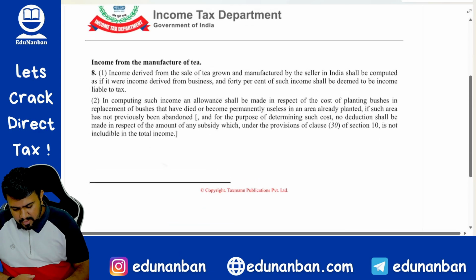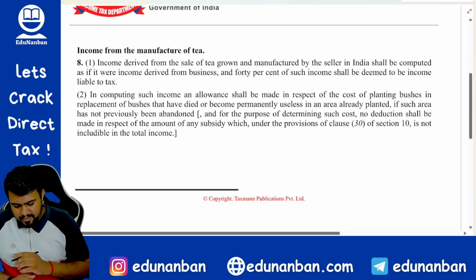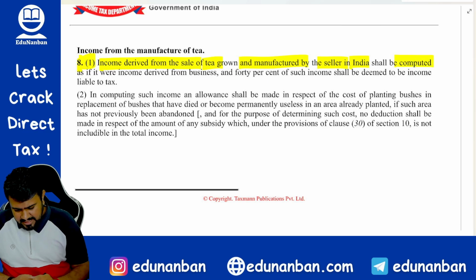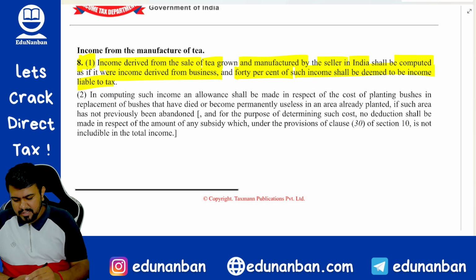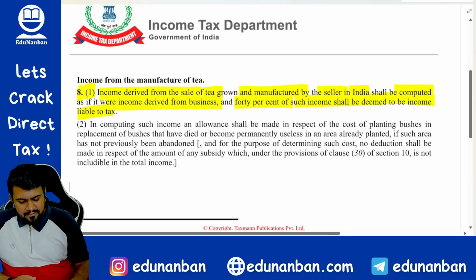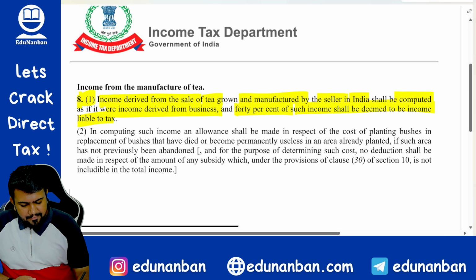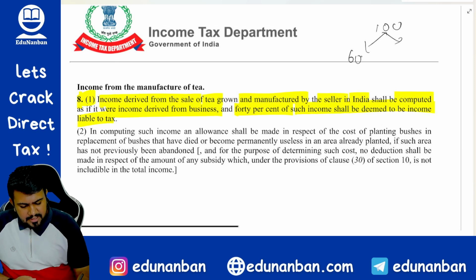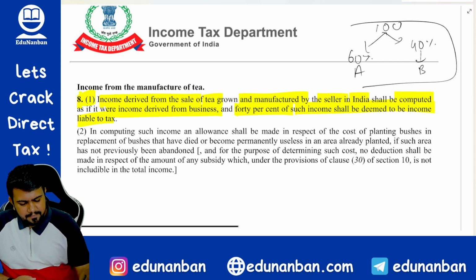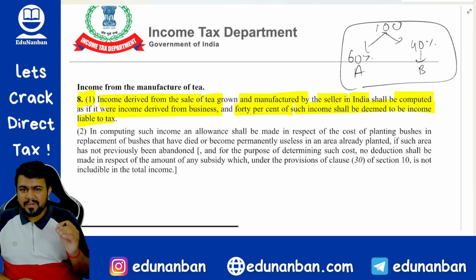This rule is called rule number 8, income from manufacture of tea. See here. Income derived from sale of tea grown and manufactured by the seller in India shall be computed as if it were income derived from business, and 40% of such income shall be deemed to be liable to tax. So in this rule, they are telling that whenever you are growing tea, you have to divide the income into two parts. Okay. 60% will be agricultural income and 40% will be business income. This is given in the income tax rules.